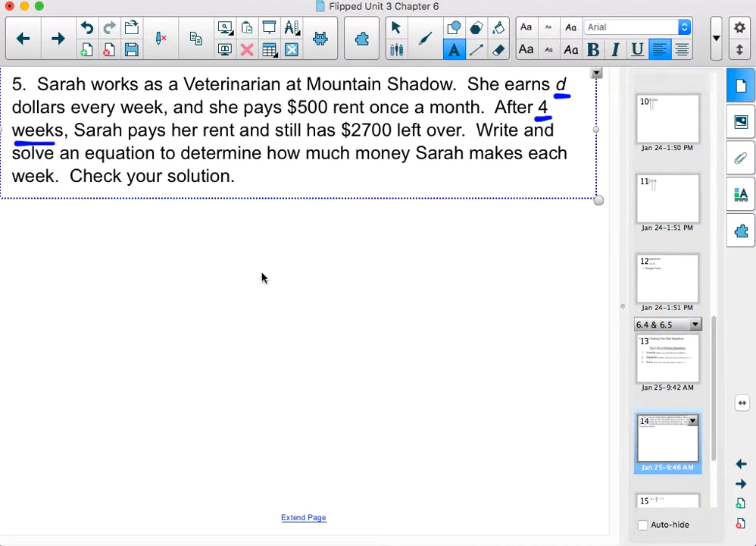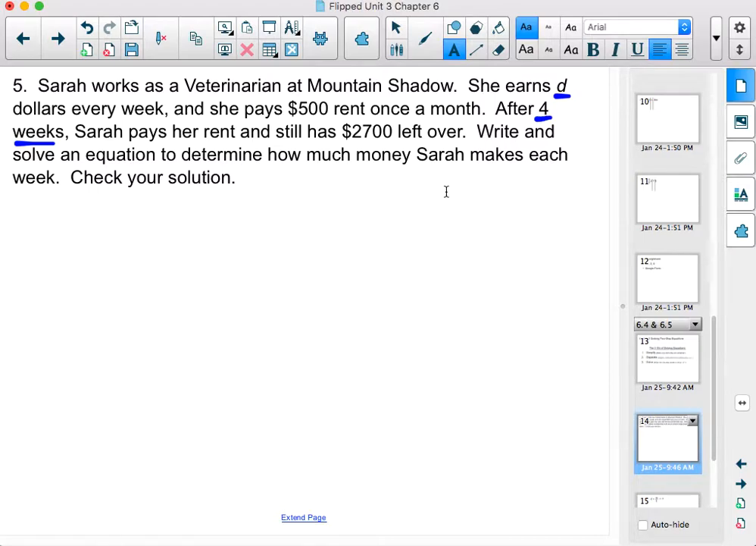Write and solve an equation to determine how much money Sarah makes each week, and then we will do a check of our solution. So I started with this problem because I know that we're still practicing writing our equations. This one is a little more complicated. There's a little more stuff going on, so we have to think about what's really happening here. And think about how this might happen in real life. First, you're going to get paid, then you're going to pay your bills, and that's going to end up determining how much money you have left over.